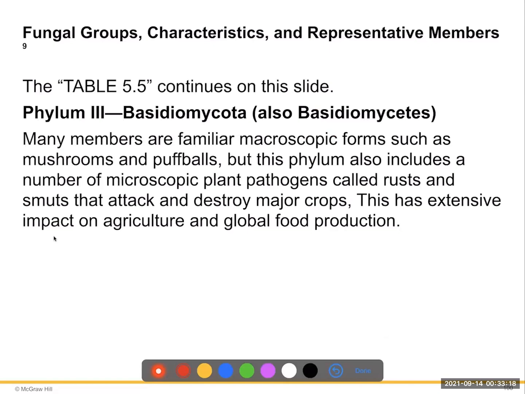Basidiomycota. Okay. Macroscopic forms such as mushrooms and puffballs. It includes a number of microscopic plant pathogens called rusts and smuts that attack and destroy major crops. Okay, there's an extensive impact on our agriculture and global food production.